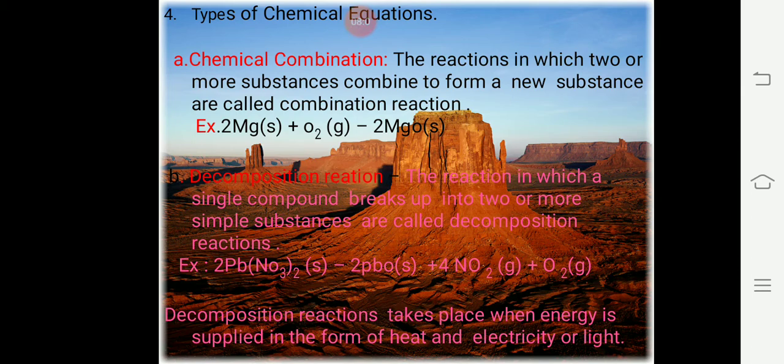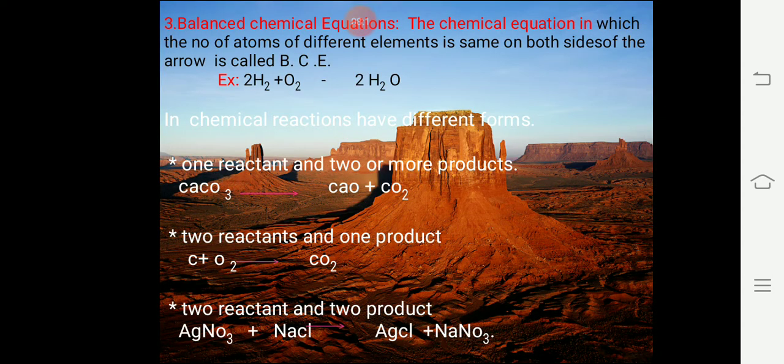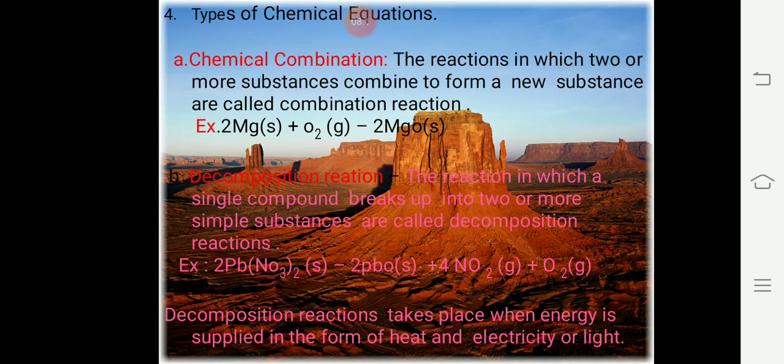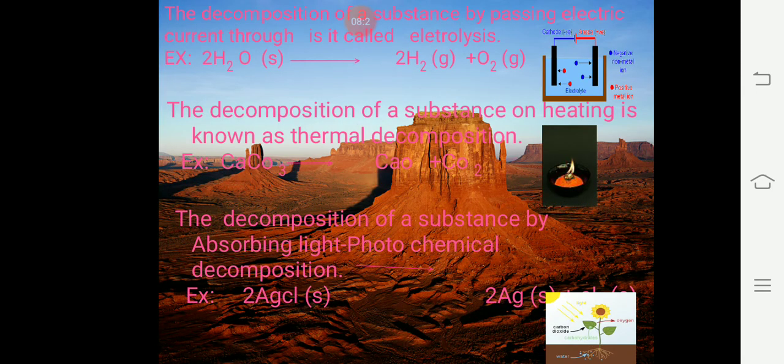Decomposition reactions occur in different types. Decomposition reactions take place when energy is supplied in the form of heat, electricity, or light. First we discuss when energy is passed through as electric current. It is called electrolysis. The decomposition occurs when passing an electric current. This is called electrolysis.